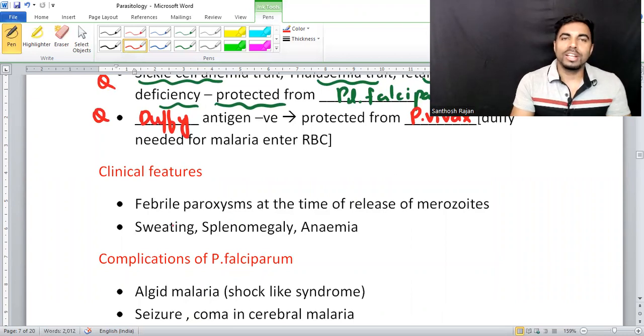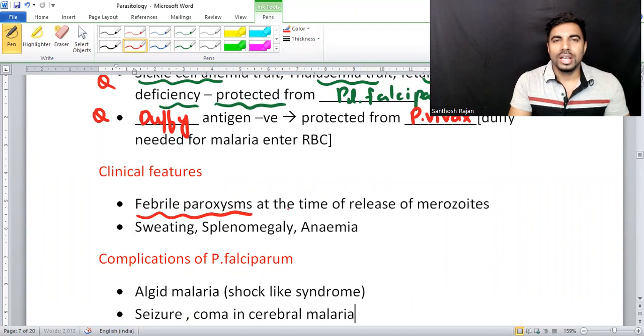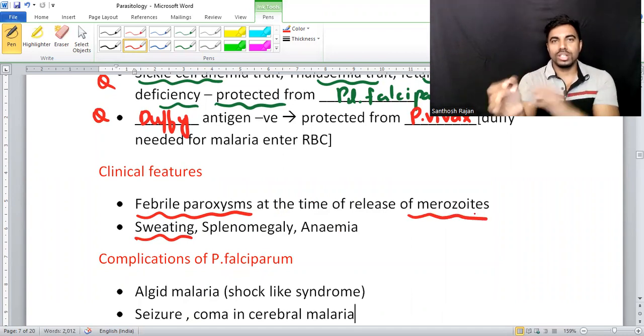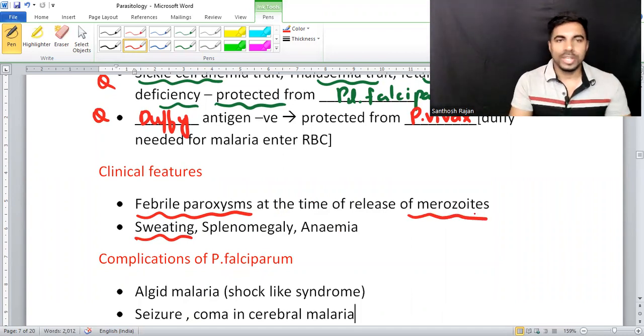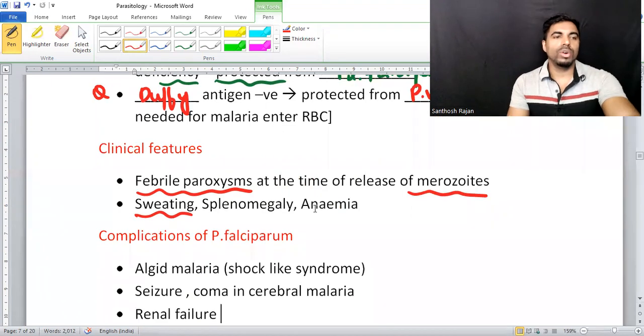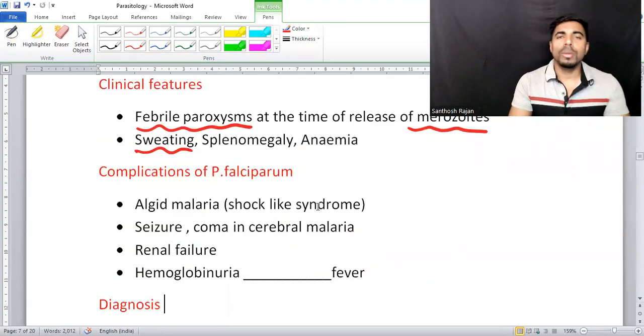Okay, remember. Clinical feature, as you know, malaria means fever, febrile paroxysms with night sweats. Sweating is very common, with splenomegaly and anemia. When the fever happens, usually it is when there is release of merozoites. When the merozoites are released, it will happen automatically. Okay, that's one thing. Now, complications of malaria.